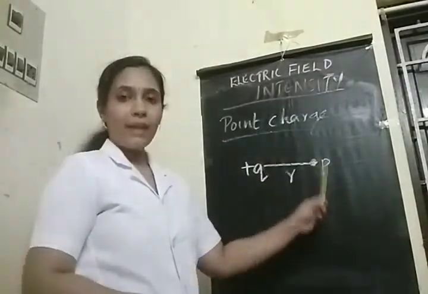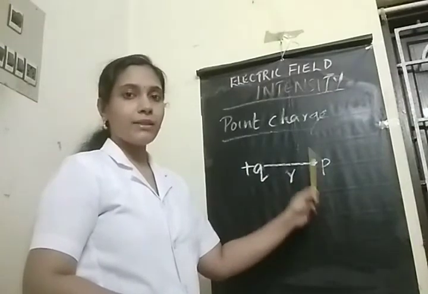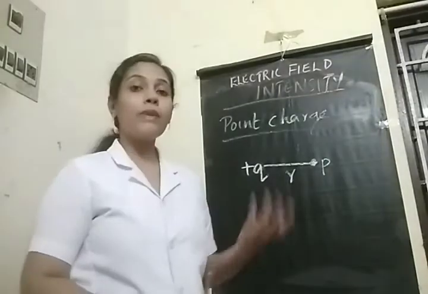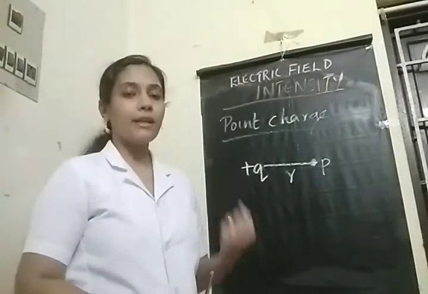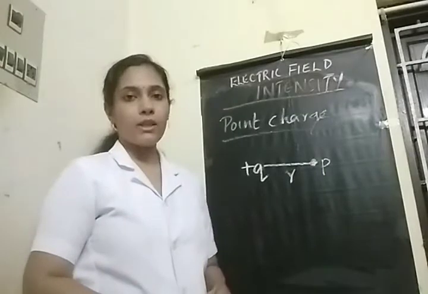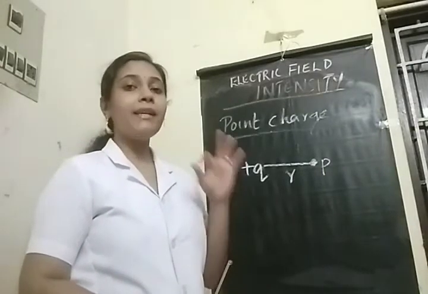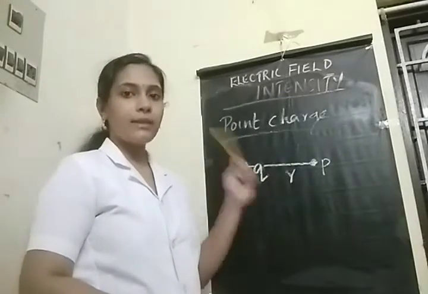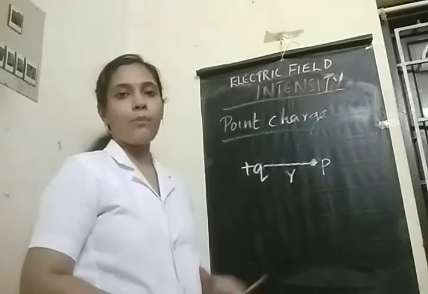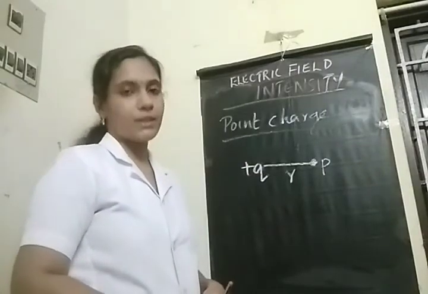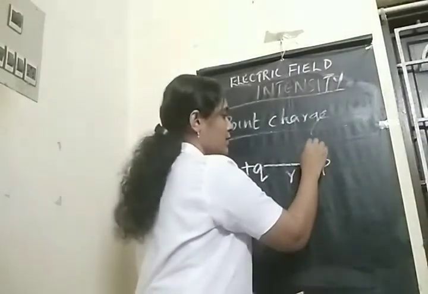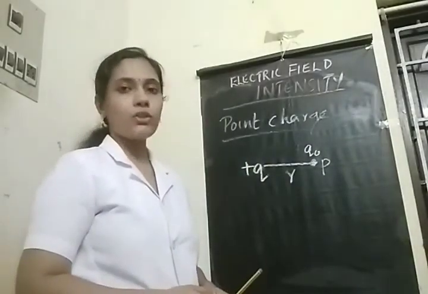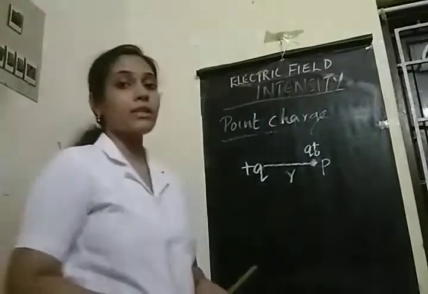And here our aim is to determine the strength of the electric field at the point P. So how can we determine the strength of the electric field produced at the point P? Mainly three steps are there. First step is to place a test charge Q0 at the point P. And you know test charge Q0 is always a positive charge.